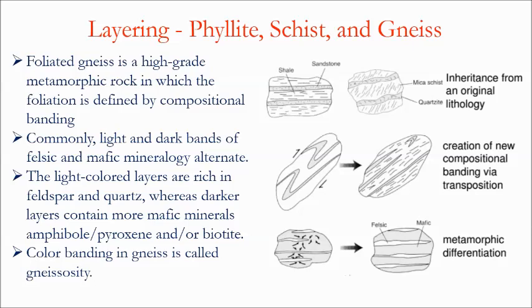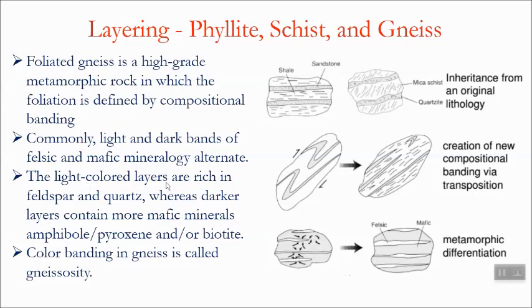As the pressure and temperature of the rocks keep increasing, the rock goes into an even higher grade of metamorphism, and at this higher grade, rocks develop some kind of compositional banding. Due to this compositional banding, the rock will have alternate layers of dark and light colors. These light and dark color bands are formed due to segregation of felsic and mafic minerals in the rock.